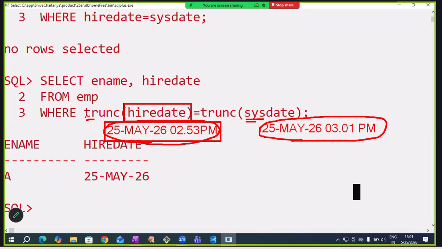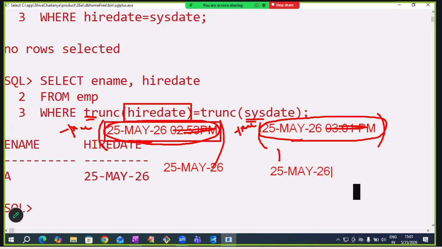So what is this trunc doing on this trunc applied? It is removing the time and returning the date only, 25th May 26. On this sysdate, trunc is applied now. What is trunc doing? Removing time, returning date. So we're getting 25 May 26.